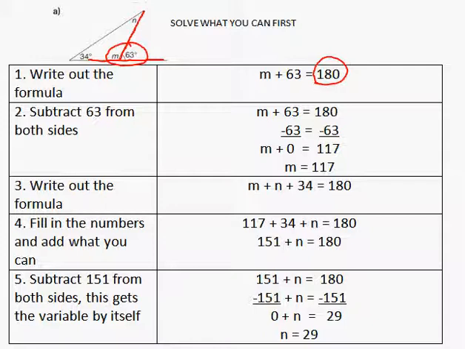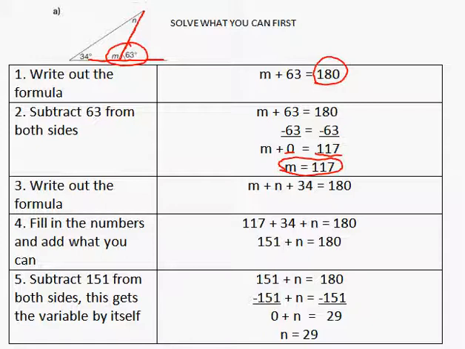So then I go through the motions of solving for m. So I've got to get rid of that 63 because I want to get the m all alone. So I subtract 63, and I do the same thing to both sides, and 180 minus 63 is 117. So I end up with the answer m is equal to 117. That's the first step that I have to get done.